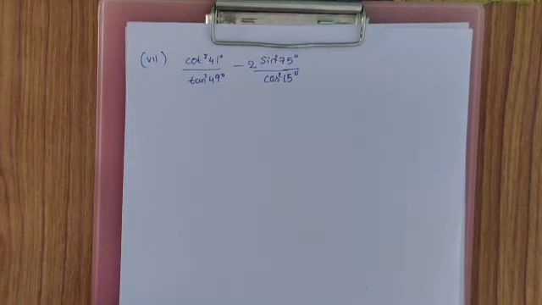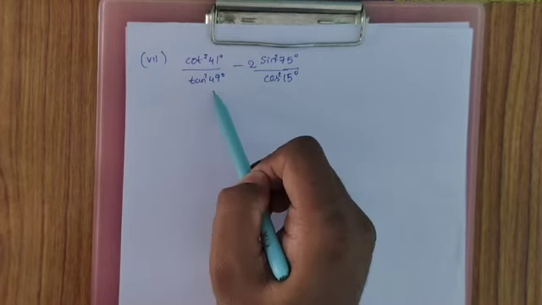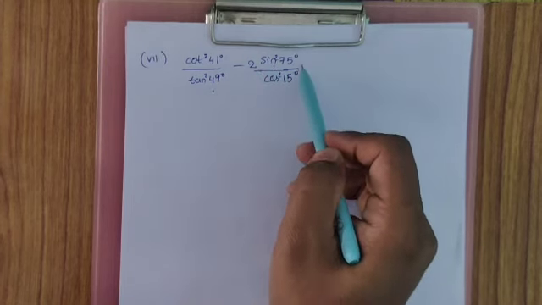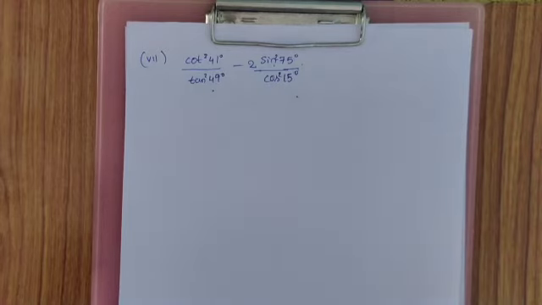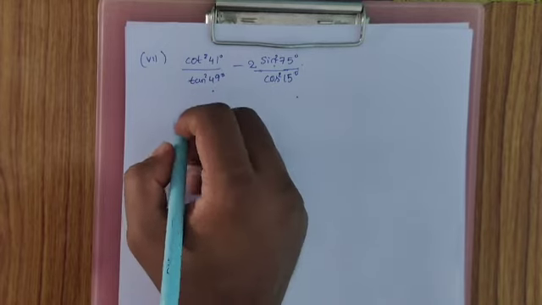Now question number 7, the fifth question's sub question, seventh one. Cot square of 41 degree dividing by tan square of 49 degree, minus 2 into sin square of 75 degree dividing by cos square of 15 degree. We need to find the value of this, we need to evaluate this. So how to evaluate this? Here squares are there. So now observe here.